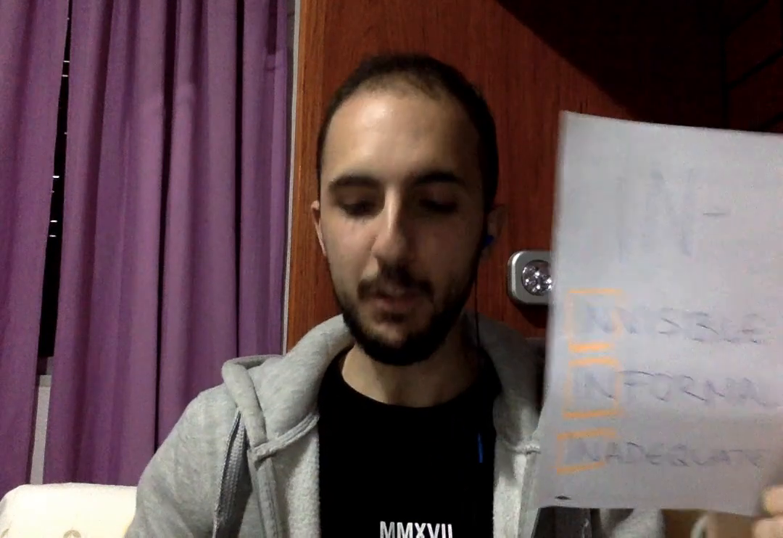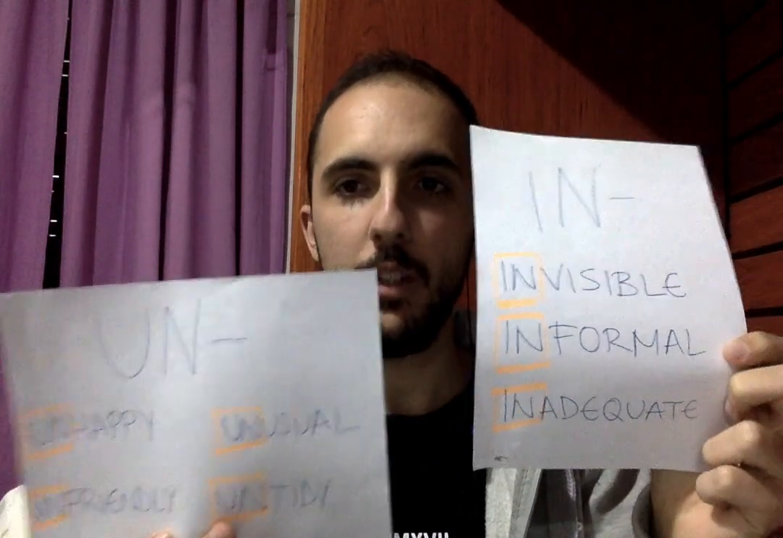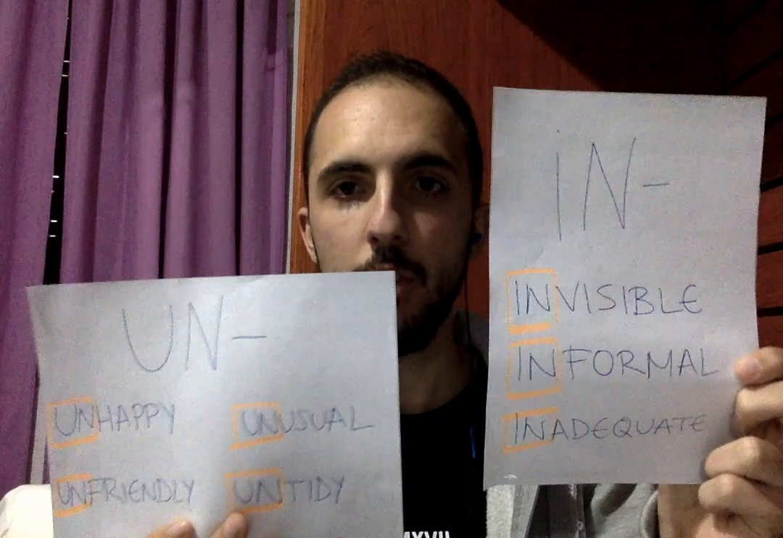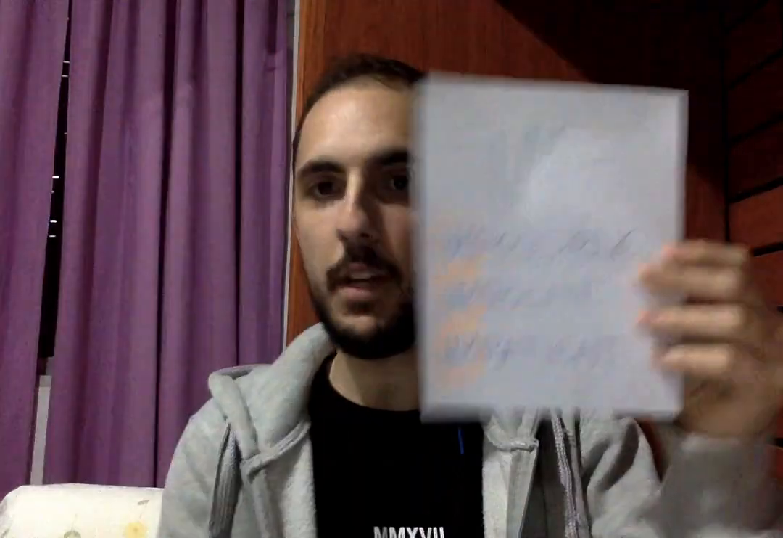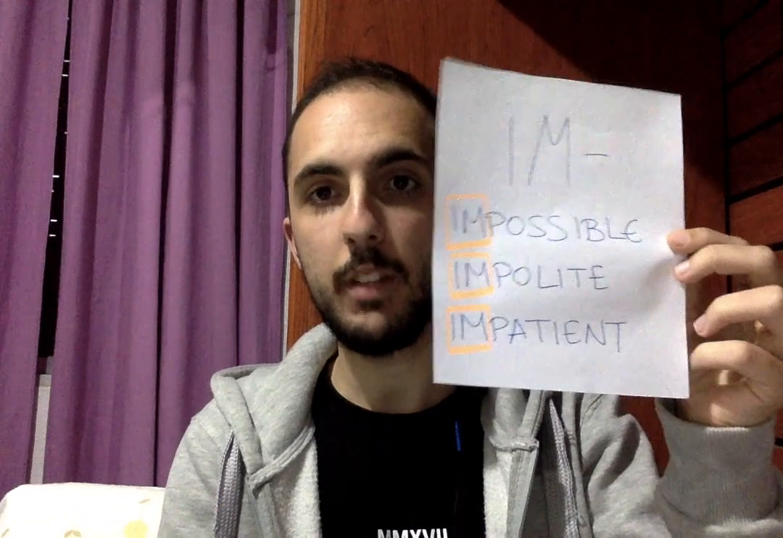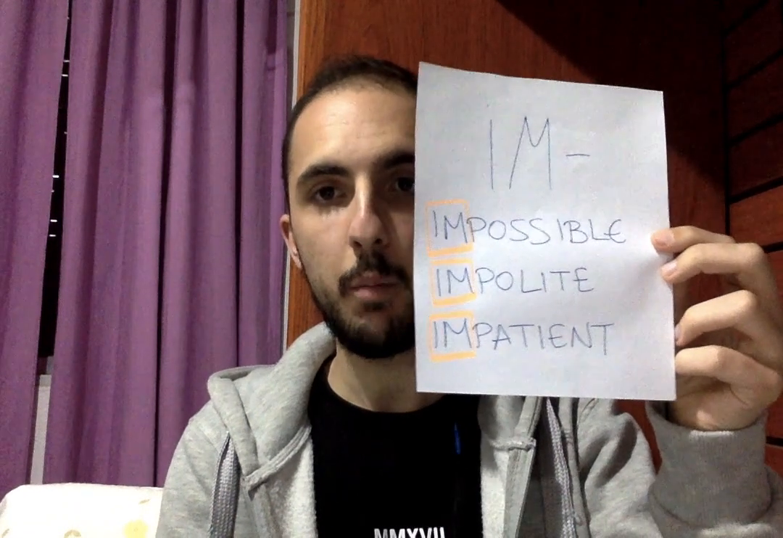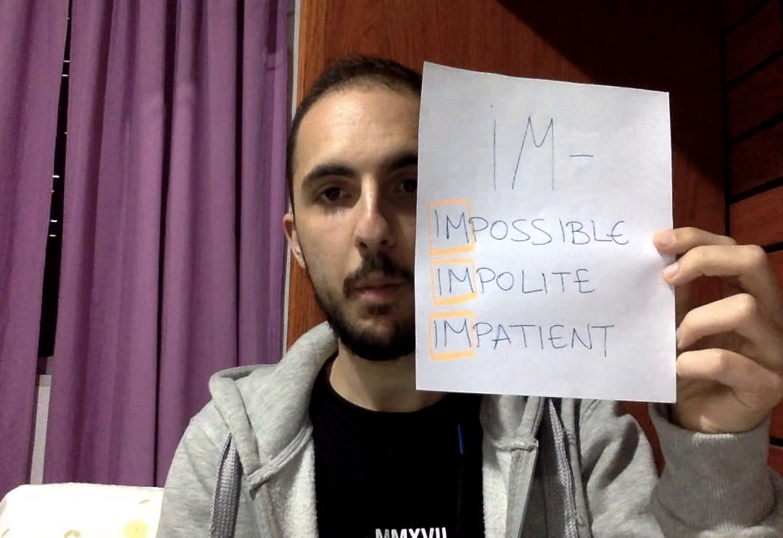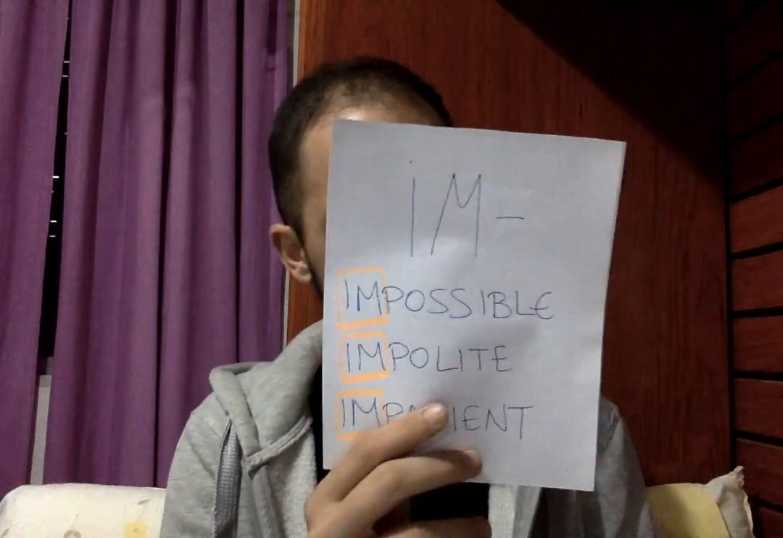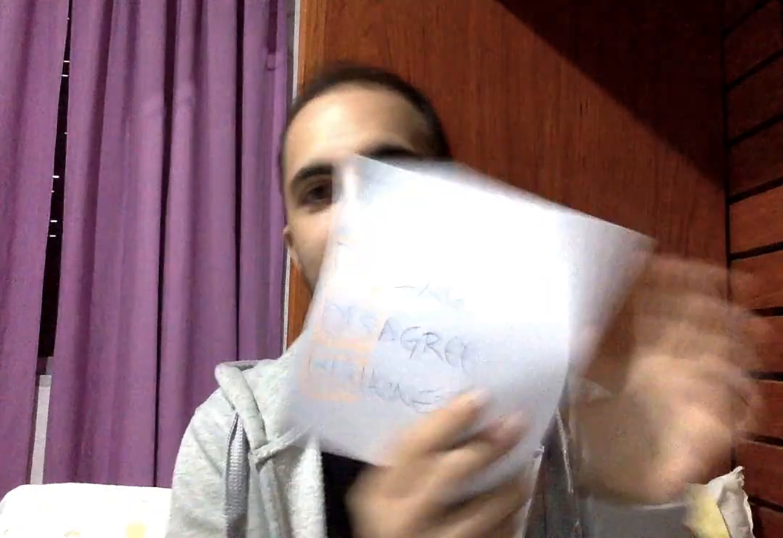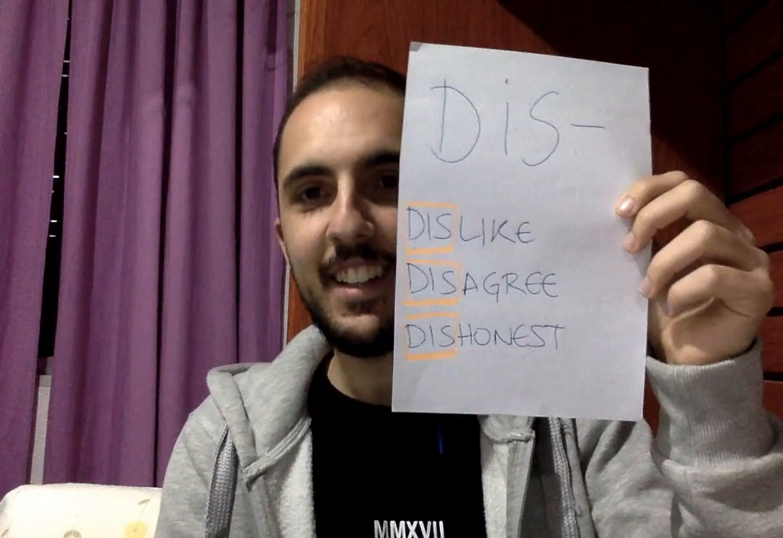Okay, so now the difficult thing is: how do I know when to use un, when to use in, and when to use im? Because we also have im, like for example, possible, impossible, polite, impolite, patient, impatient. Or dis: like, dislike, agree, disagree, honest, dishonest.